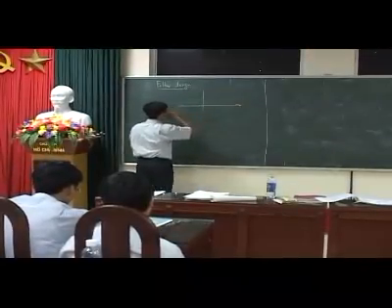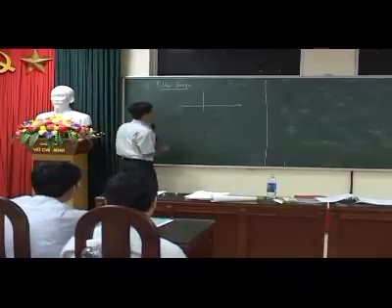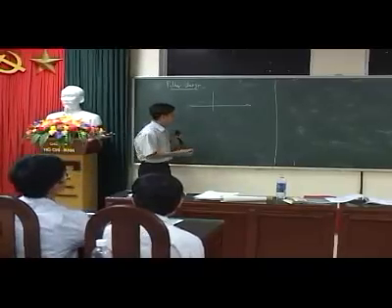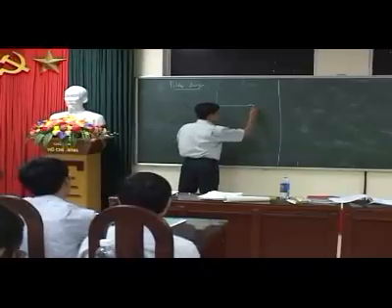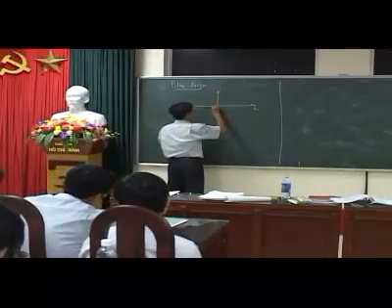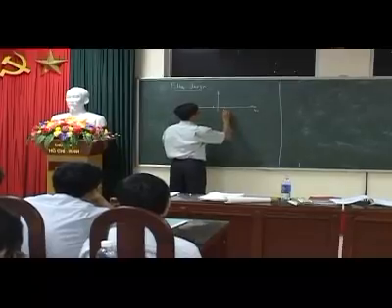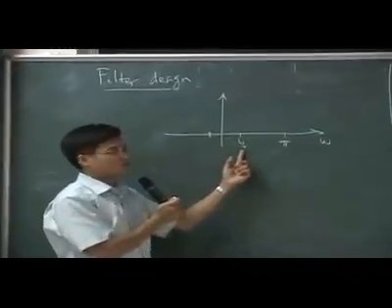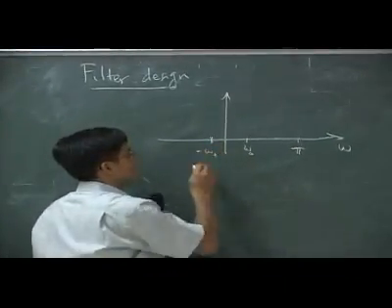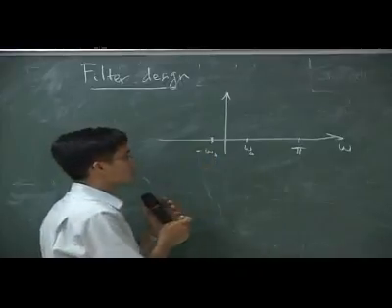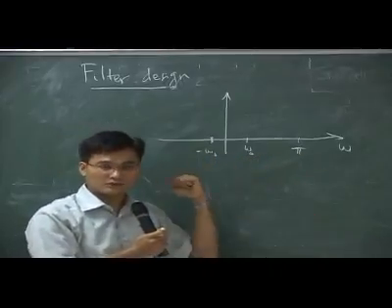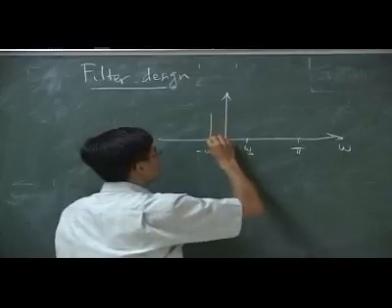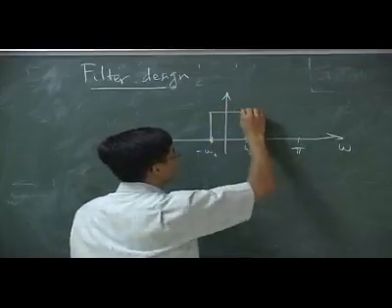Let's take a simple case. Someone comes and tells you, I have this signal coming in, in the discrete domain, and from 0 to pi here, I want all the signal from minus omega naught to omega naught to go through, and anything else I want the filter to reject. Right? So that is an ideal filter. Suppose someone asks you to design a filter like this.